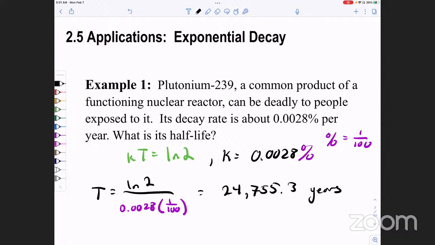Nearly 25,000 years, half of plutonium-239 should remain. So however much you start with, after about 25,000 years, half of it should still be there. Okay.